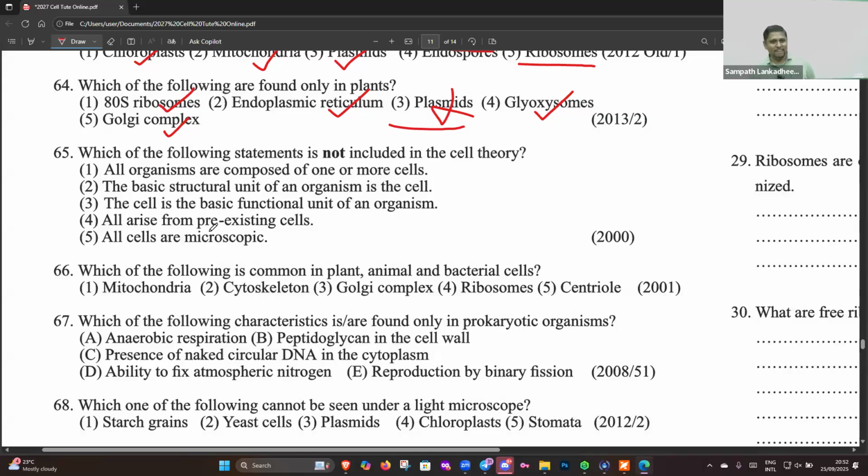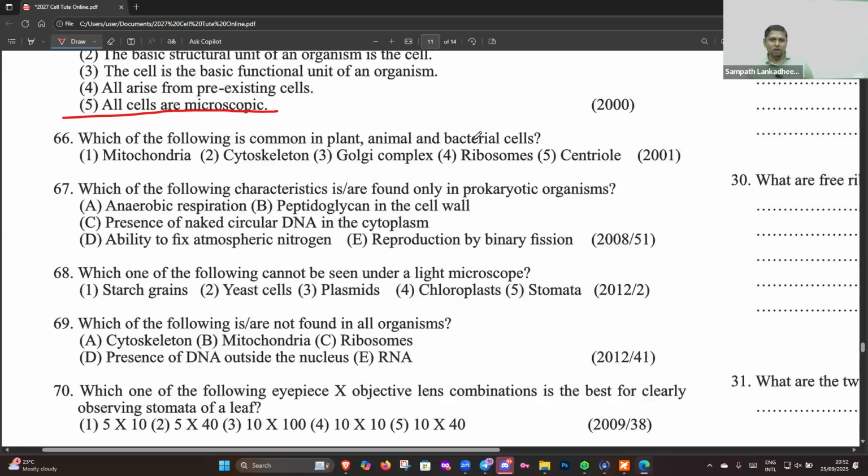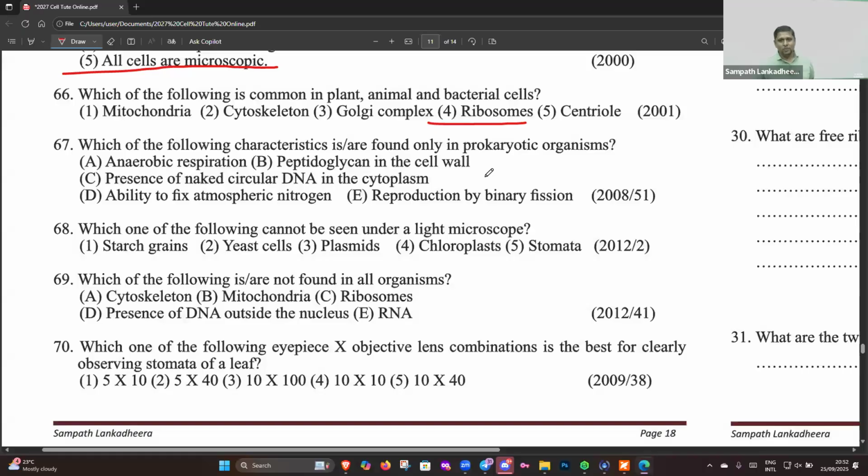Not included in the cell theory: cells are microscopic. Question number 66. Which of the following is common in plant, animal, and bacterial cells? Ribosomes. Question number 67. Which of the following characteristics are found only in prokaryotic organisms? Anaerobic respiration, no. Peptidoglycan in the cell wall, yes. Presence of naked circular DNA in the cytoplasm, correct. Ability to fix atmospheric nitrogen, correct. Reproduction by binary fission, correct.